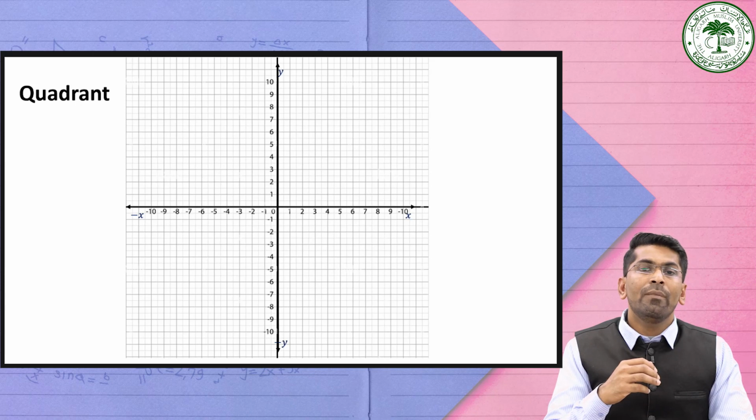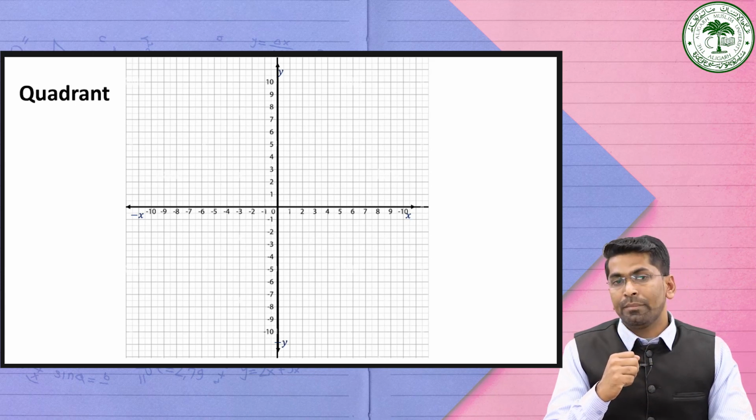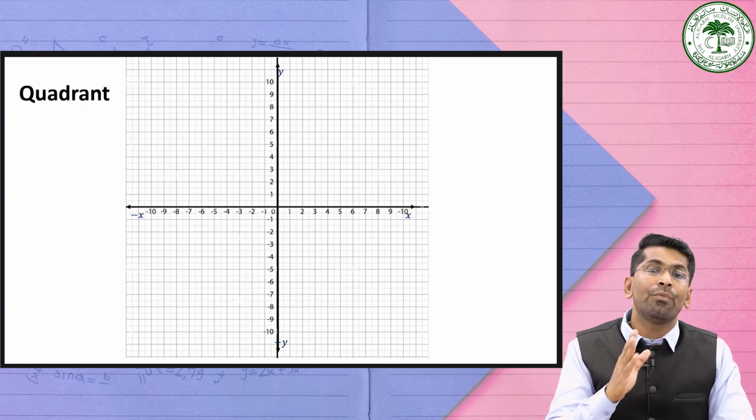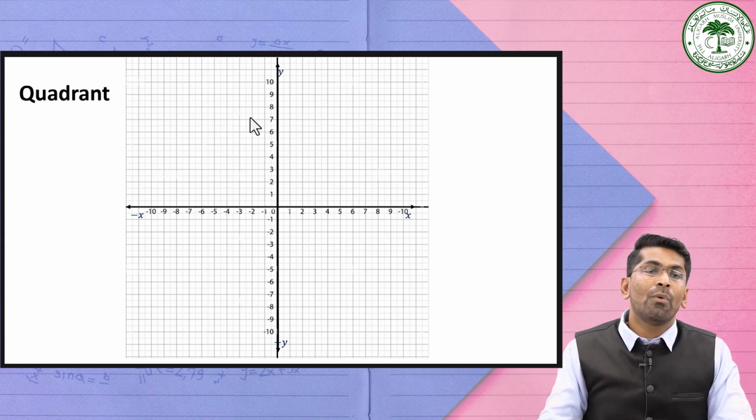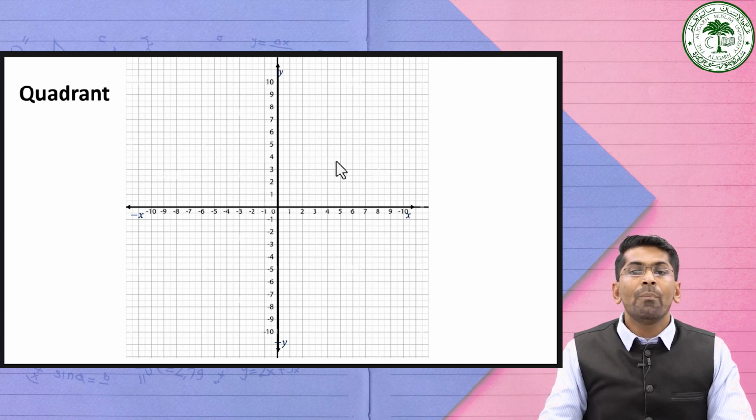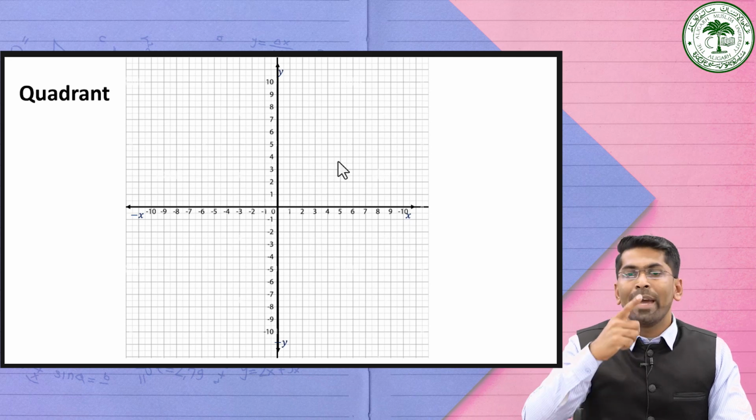Now see, we are going to discuss the quadrants. The coordinate axes separate the plane into 4 parts. We have 4 parts, 1, 2, 3, 4, generally known as quadrants, which are numbered counterclockwise.